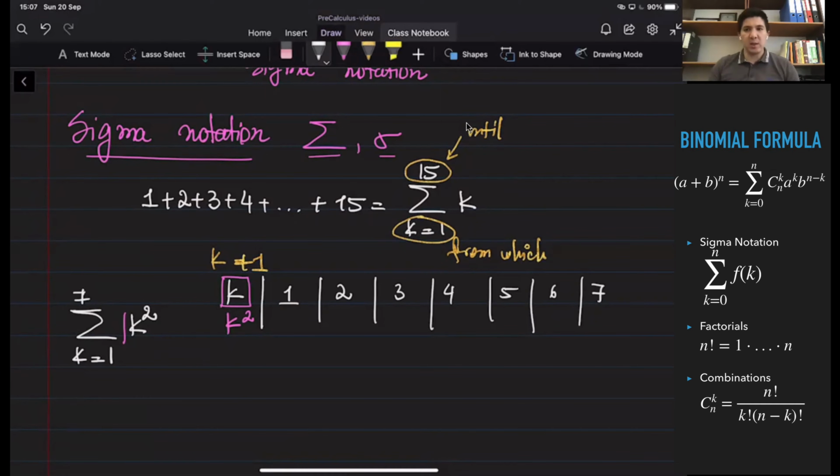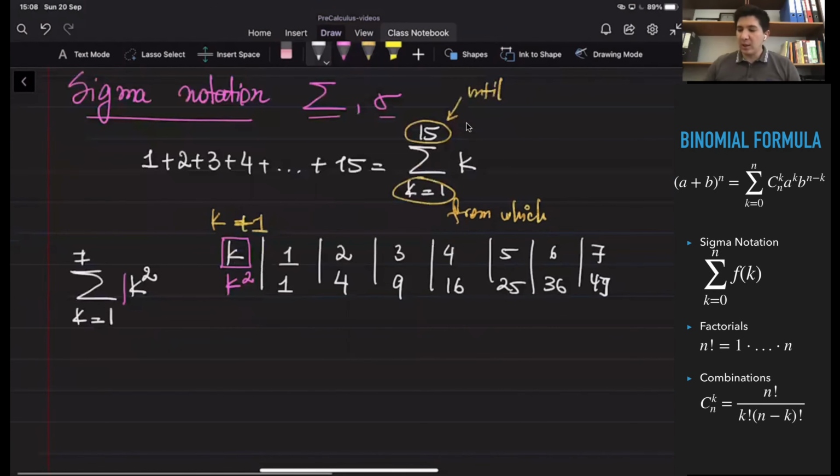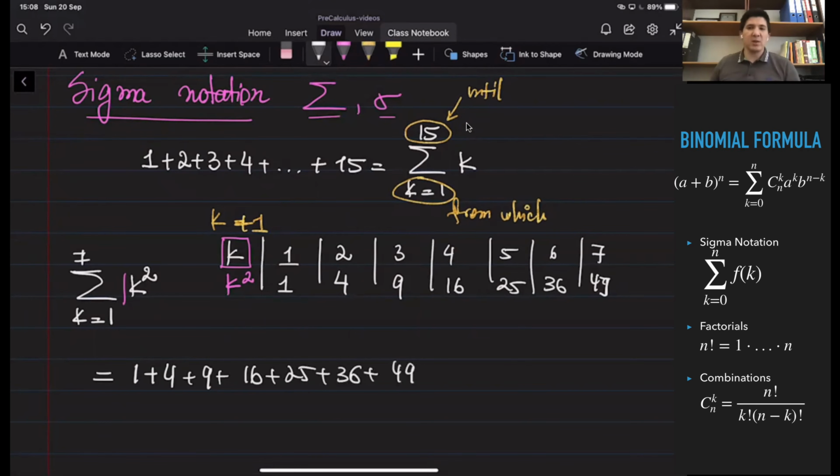So in this case, which is k squared, it's going to be 1 in the square, 2 in the square, 3 in the square, 4 in the square, 5 in the square, 6 in the square, and 7 in the square, 49. So what we need to do at the end is sum all of these values of the formulas which we've just calculated. So it's going to be the summation of 1 plus 4 plus 9 plus 16 plus 25 plus 36 plus 49. So this is how it works.